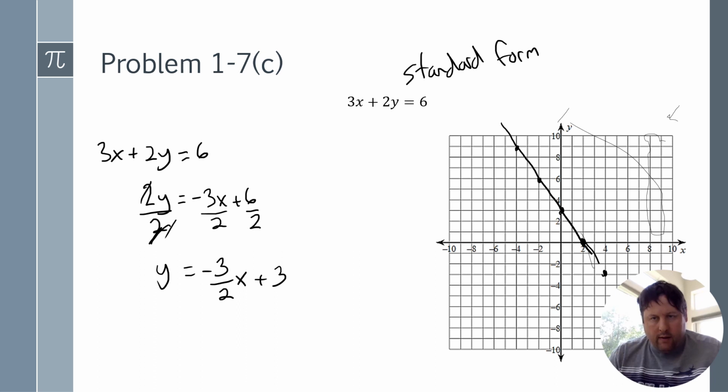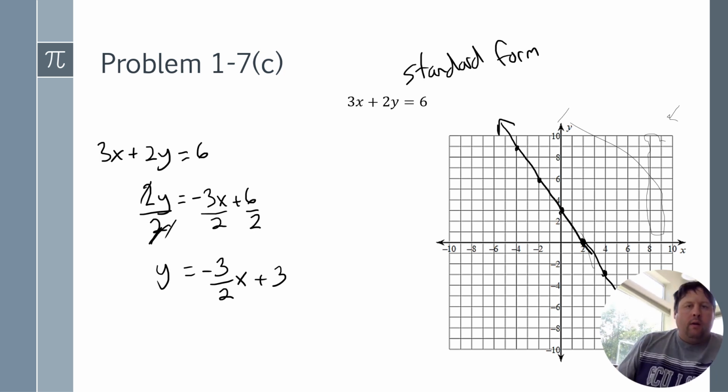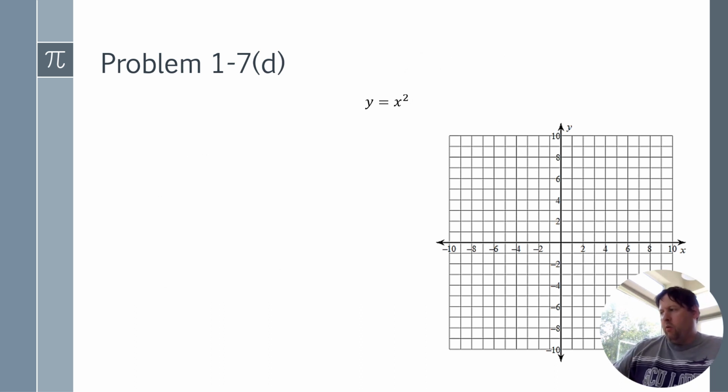I hit the wrong button there. Go through my picture. There is my graph. Okay, set 17D. This one's a little different because it has this x squared, so that's not a line. So this might be easier to make a table as suggested.